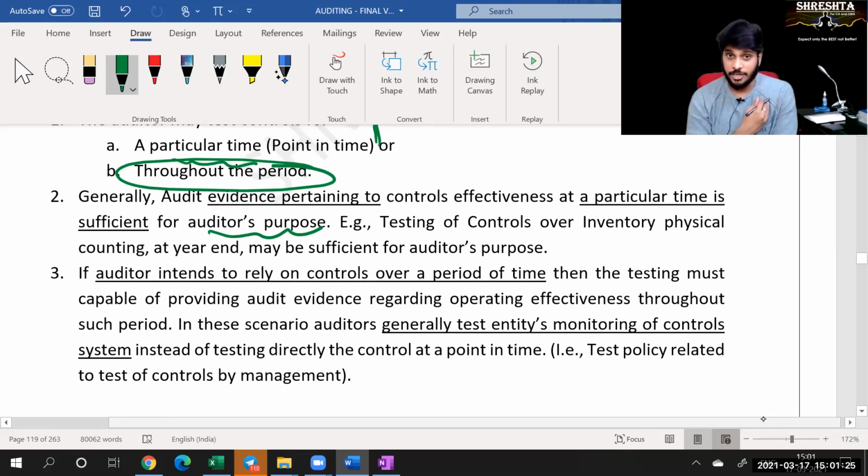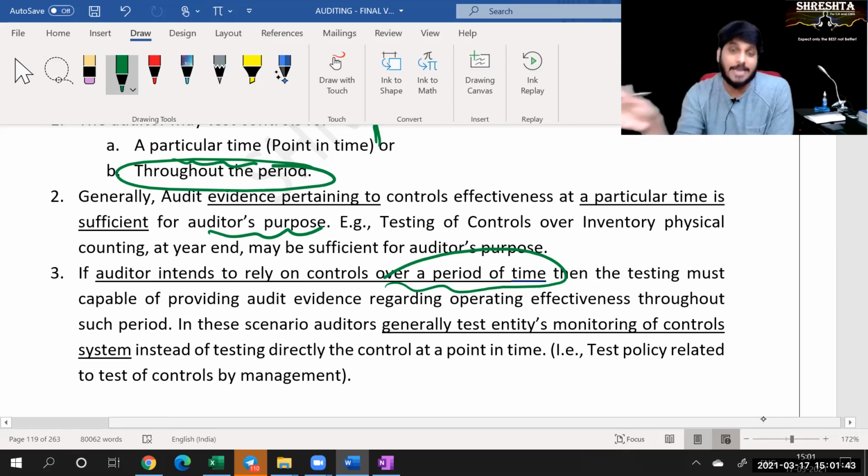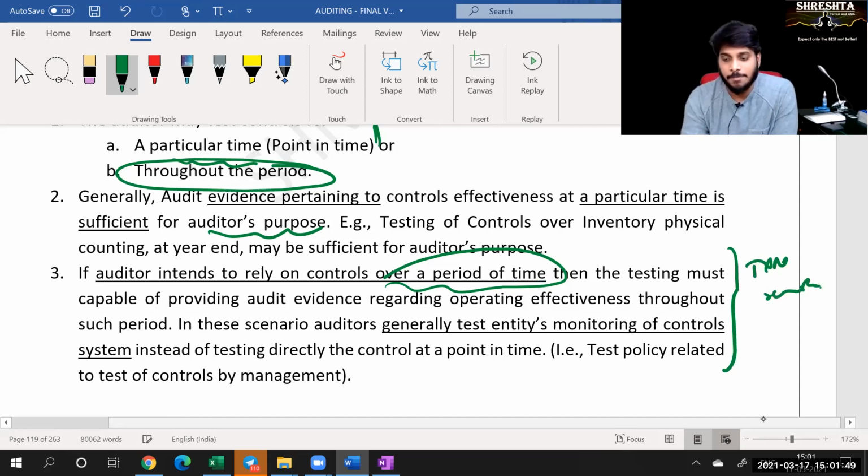Suppose the auditor wants to rely upon a control, and wants to get evidence about the effectiveness of a control over a period of time. Then I must do testing in such a way that the evidence which I get, the testing which I follow, should give me information about operating effectiveness throughout that period. That is my testing approach. Here I verify transaction samples, all that.